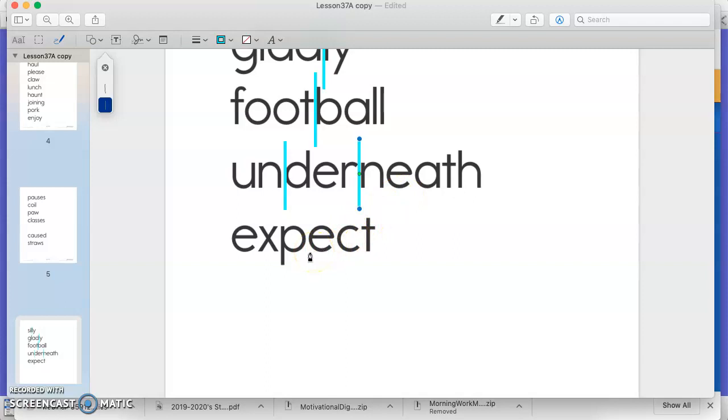Here we go. The last word is expect. Let's snap it. Expect. So I see a vowel, consonant, consonant, vowel. So I would split it between the two consonants.